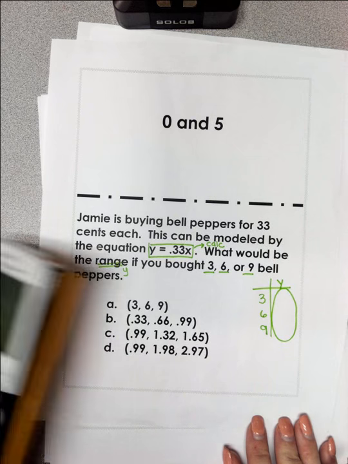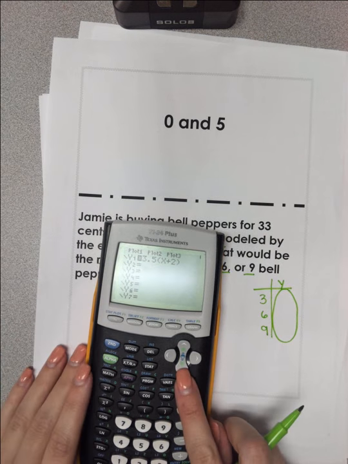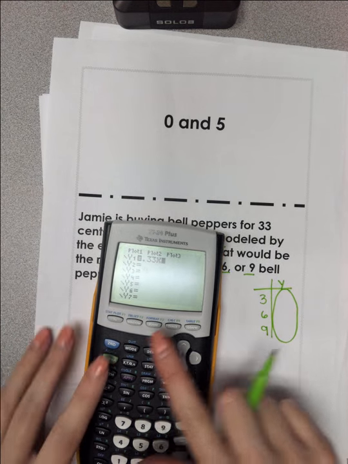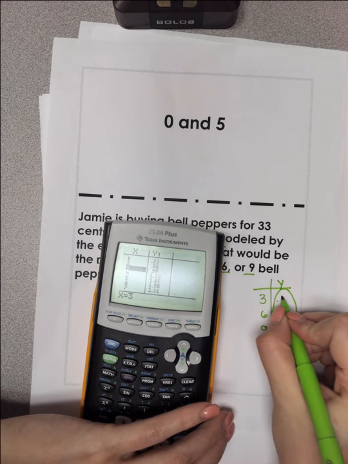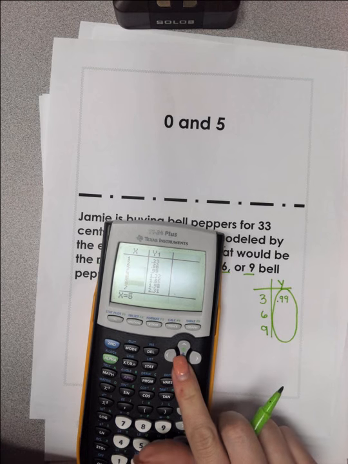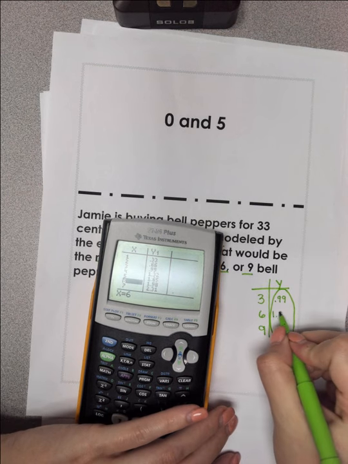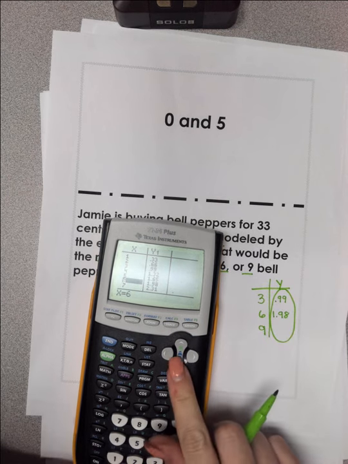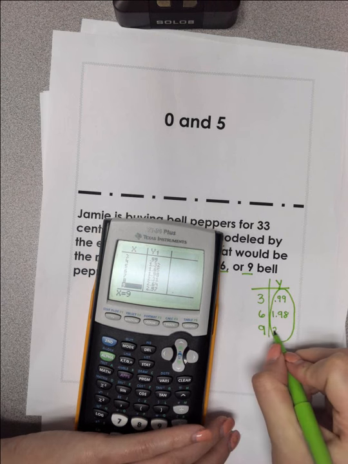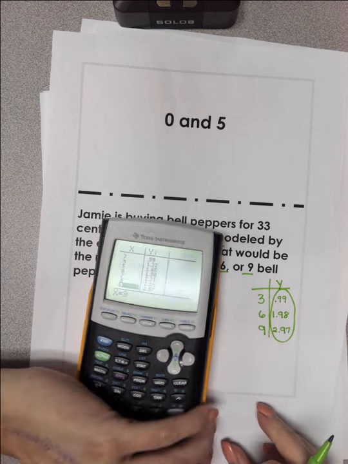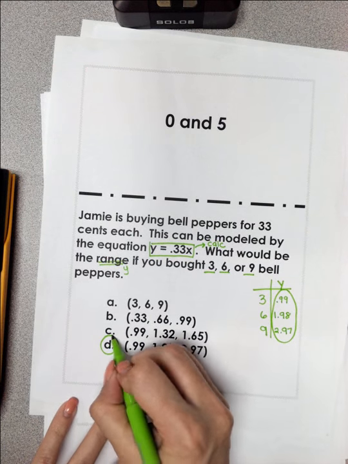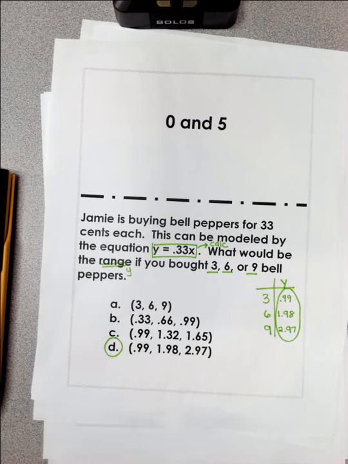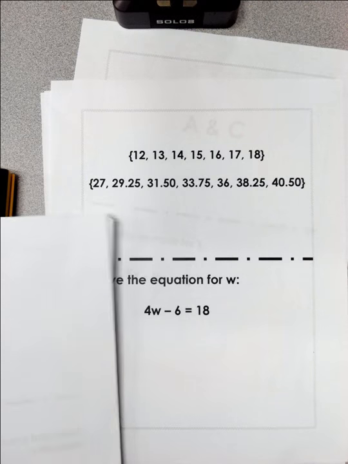So let's plug our equation in our calculator. Like I said, we always do, 0.33x. And looking to see what matches. 3 matches 0.99. 6 matches 1.98. And 9 matches 2.97. So my answer is D. Way to go.